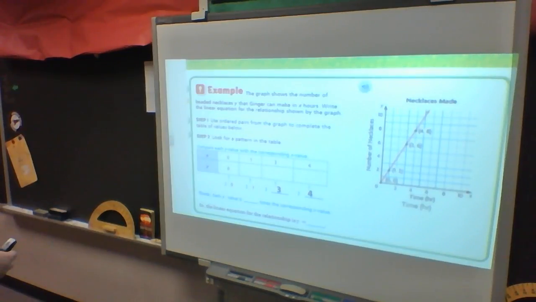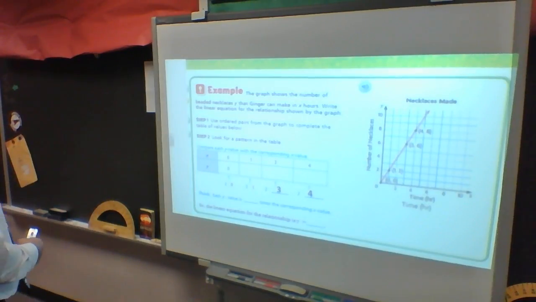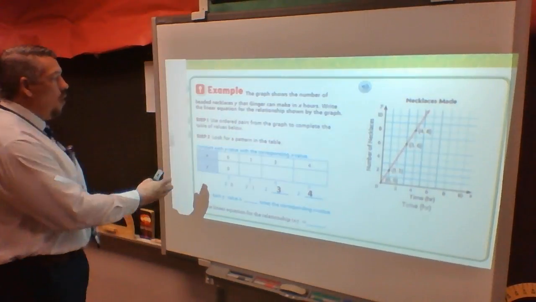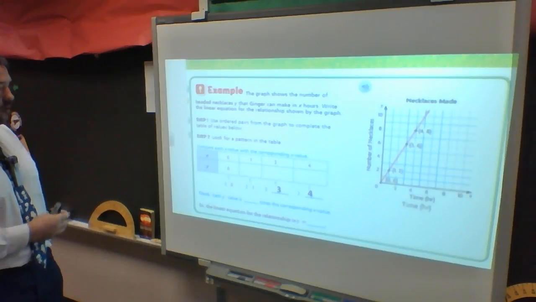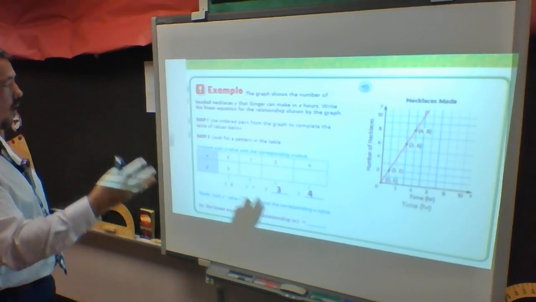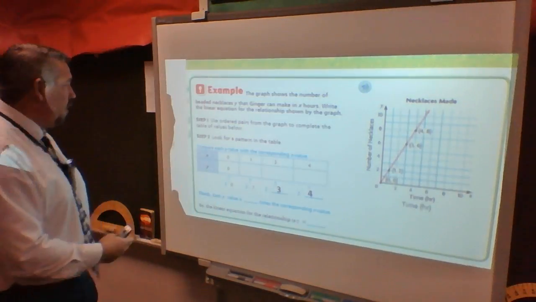Alright, so as I go forward, then I look at my second one. Beaded: the graph shows the number of beaded necklaces Y the ginger can make in X hours. So my Y is going to be how many I make. My X is how many hours I'm going to work.